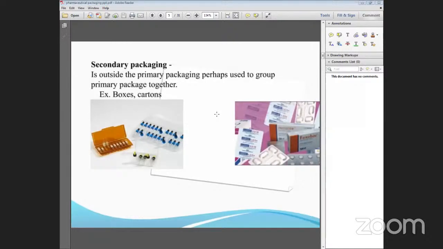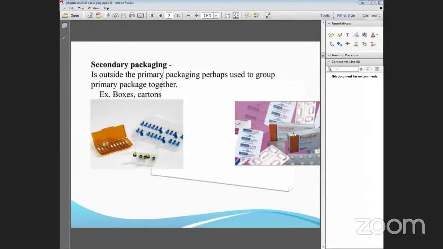strip pack. Now after that strip packing is done, you can see there is a big packet. In that big packet, again 10 strips of tablets have been packed. So this is called secondary packaging.